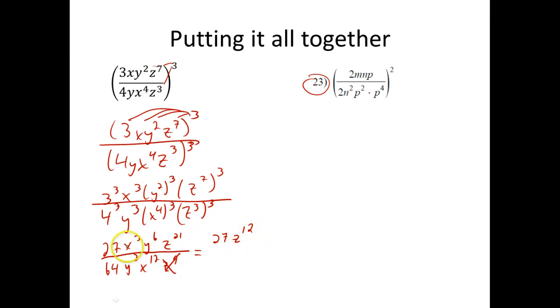Now let's see here. The x's, it looks like the x's, the bottom's going to win because I have more on the bottom. So 12 on the bottom, 3 on the top. 3 will cancel. And how many will I be left with on the bottom? Should have 9 left on the bottom. So I should have x to the 9th on the bottom.